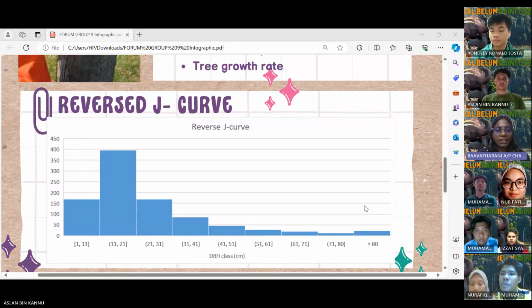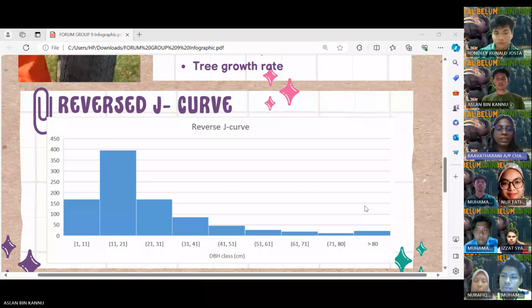So the forest is like a lively growing community with a lot of young trees and a good balance of nature, based on the reverse J we plot.